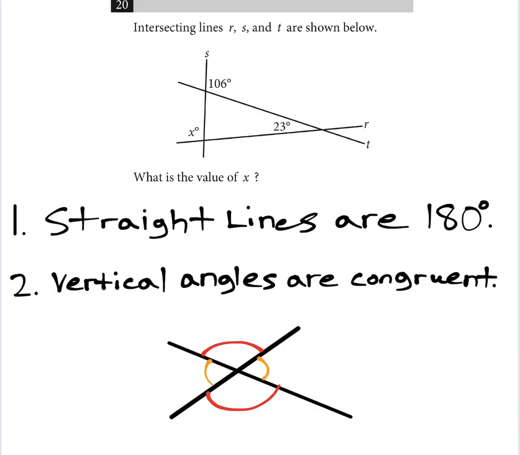So two important things to keep in mind whenever you have a geometry problem on the SAT Math section are, number one, straight lines are always going to add up to 180 degrees. So if I have a straight line and it's split up into a bunch of angles, all of those subangles are going to add up to 180 degrees. The second important thing to remember is that vertical angles are congruent.